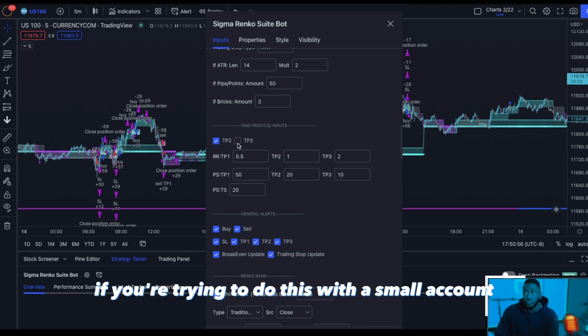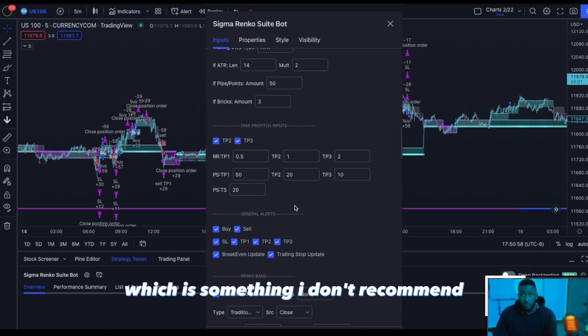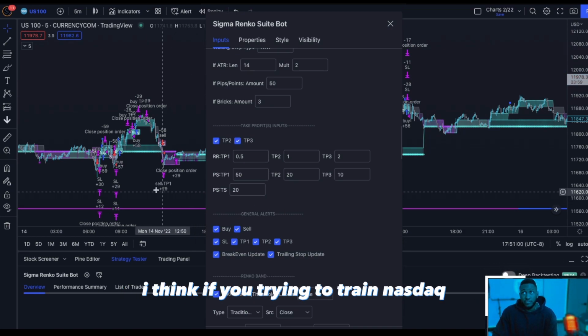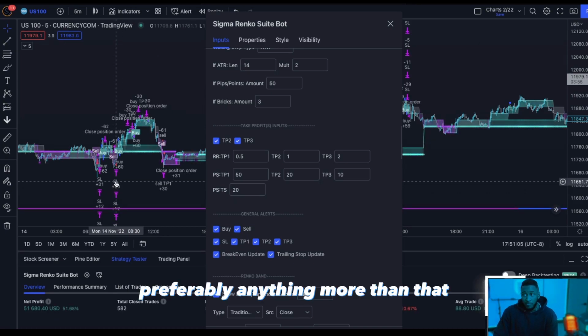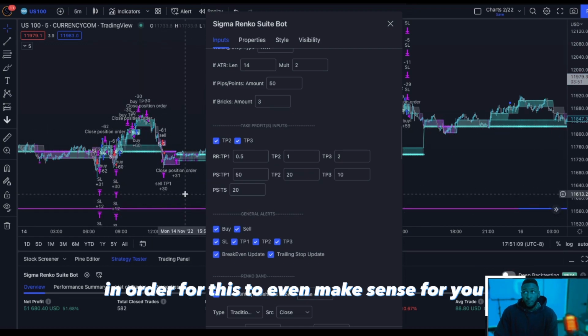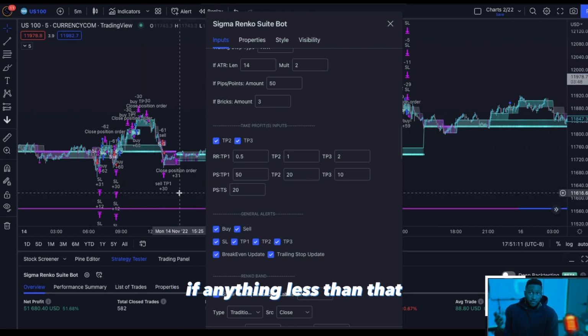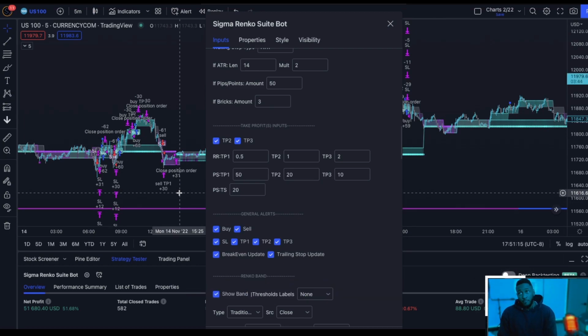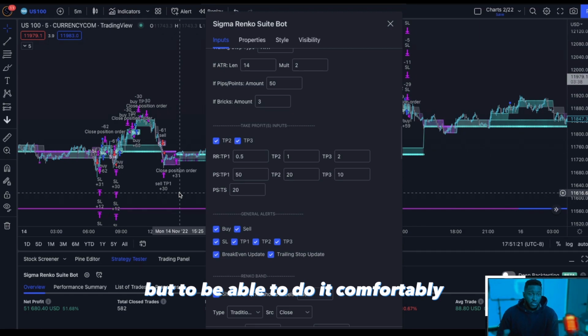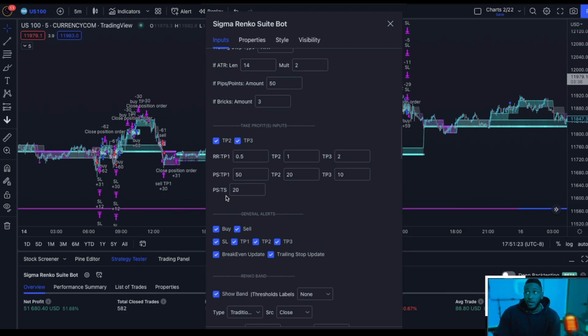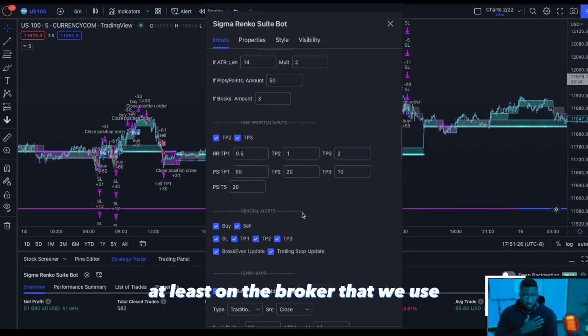If you're trying to do this with a small account, which is something I don't recommend if you're trying to trade NASDAQ. I think if you're trying to trade NASDAQ, especially with our systems, you need a minimum of $1,000, preferably anything more than that in order for this to even make sense for you. Meaning that if anything less than that, let's stick to Forex pairs, maybe a little bit of gold. But indices, I think that you need a minimum of 1,000, but to be able to do it comfortably, at least 5. At least on the broker that we use.